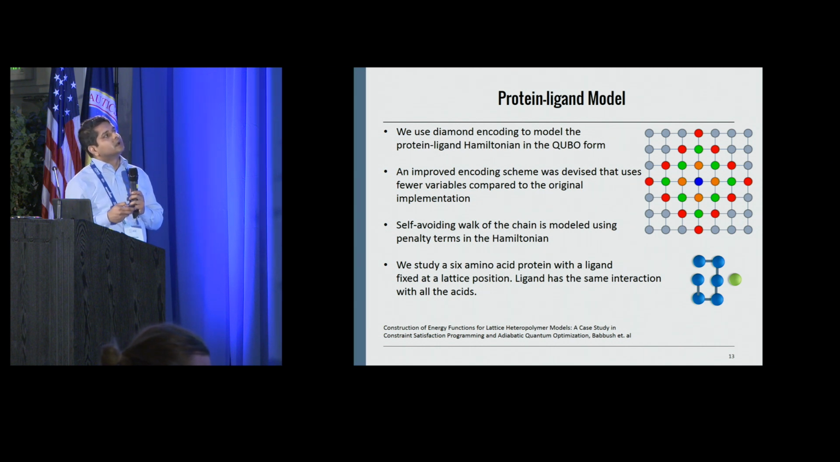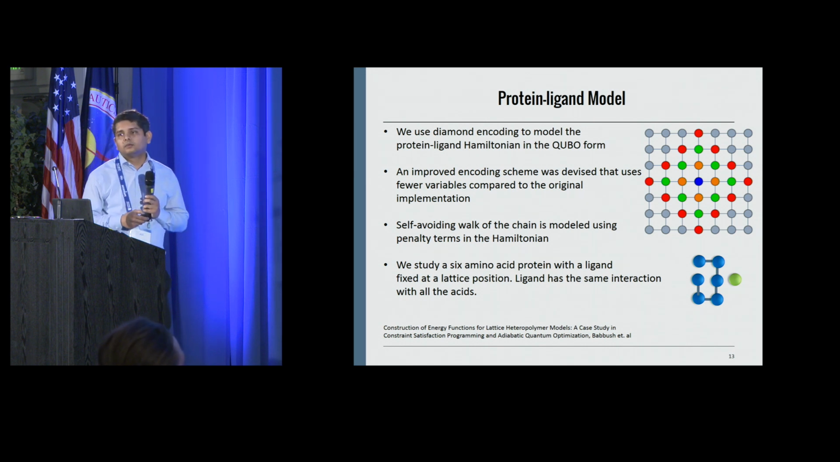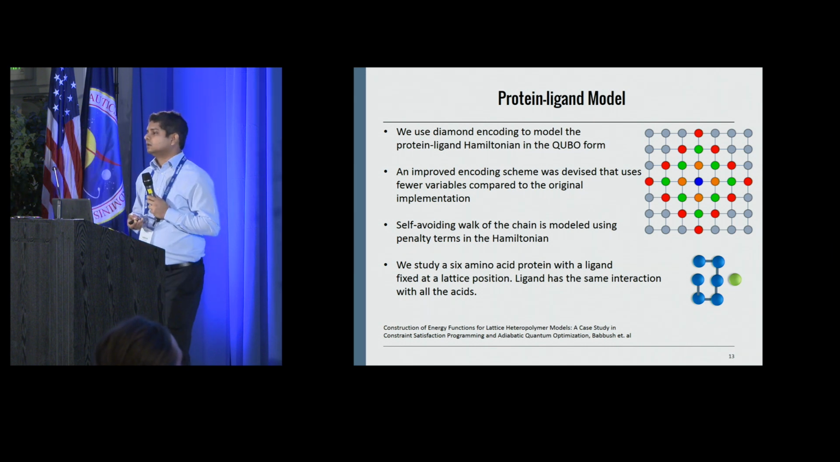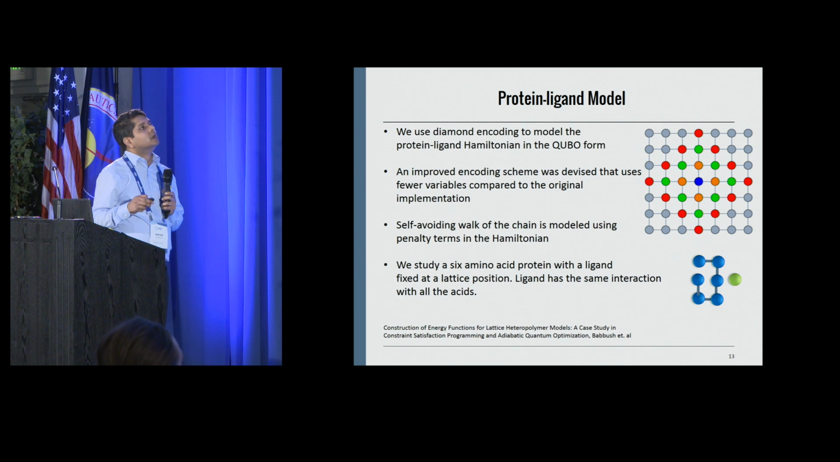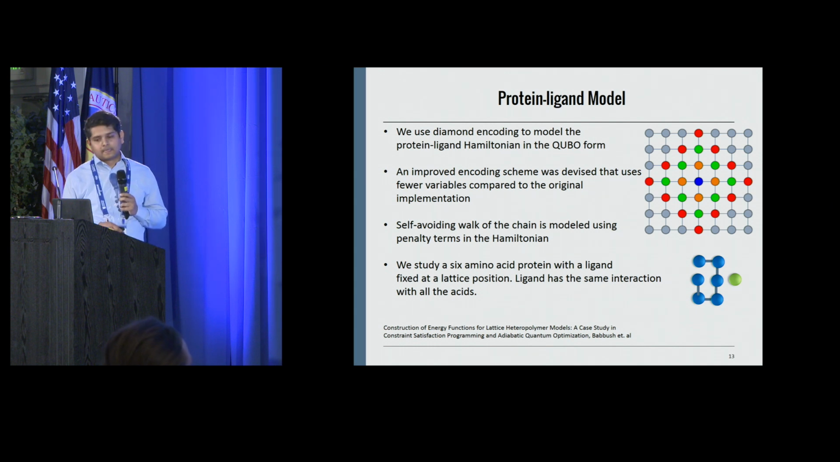Again, to get a sense of what I'm talking about, this is a nice paper which describes it all. In this work, we studied a 6 amino acid protein, very similar to what was done for the optimization case by Alejandro's group. In this case, we have fixed the lattice. We have fixed the ligand at a given lattice position to just mimic the real case. Now, we also let the ligand interact with all the acids present in the protein.